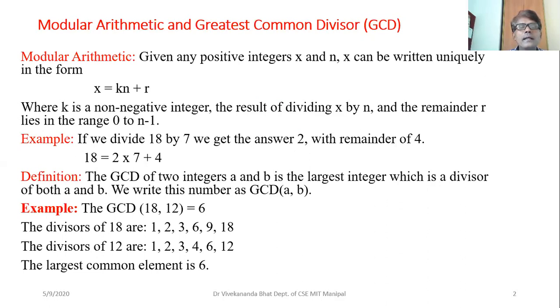GCD of two integers a and b is the largest integer which is a divisor of both a and b. We write this number as GCD of a comma b. For example, GCD of 18 and 12. For that, first compute divisors of 18. They are 1, 2, 3, 6, 9, 18. And divisors of 12 are 1, 2, 3, 4, 6, 12. Therefore, the largest common element is 6. Therefore, GCD of 18 and 12 is 6.